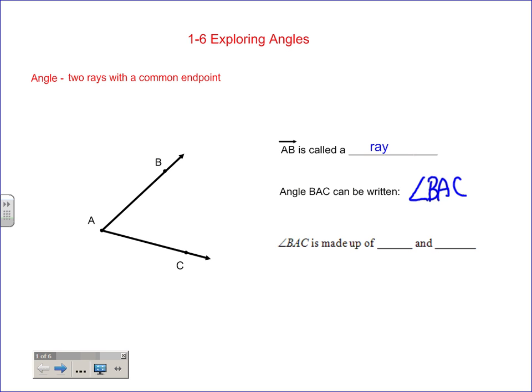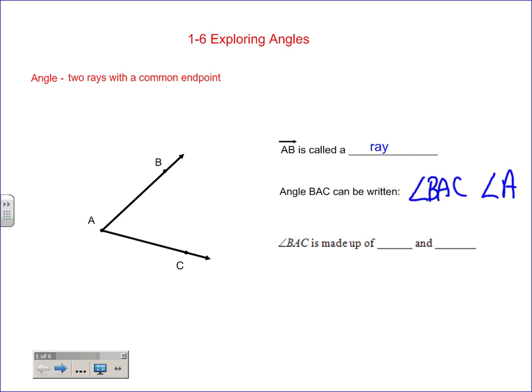Now, what if I, in this case, can I do CAB? Is that okay? Would you know what angle I was talking about if I said that? Yeah. And in this case, I can actually say angle A as well. Because you agree, is there any way, with what you see on the board, to get confused if I say angle A? No.